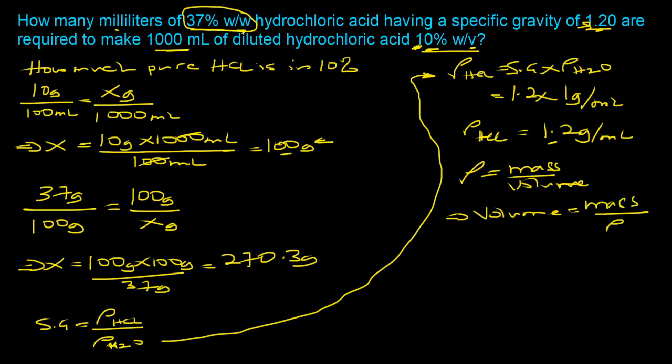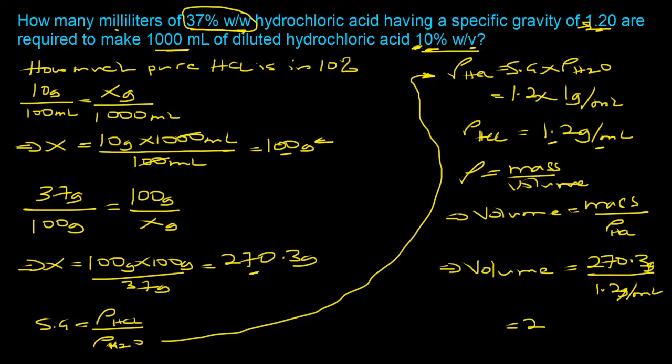Okay? So the volume that we are looking for is going to be equal to 270.3, which is grams here. That's from here, divided by the density, which is 1.2 grams per milliliter. So the grams cancel out. And what you have is 225.2 milliliters. So that will be your volume. That right there will be your volume.